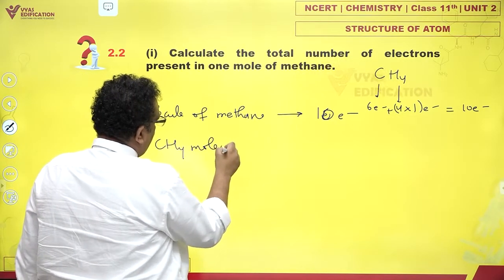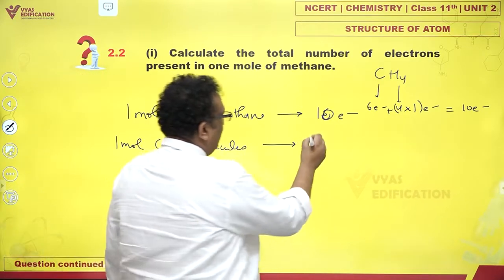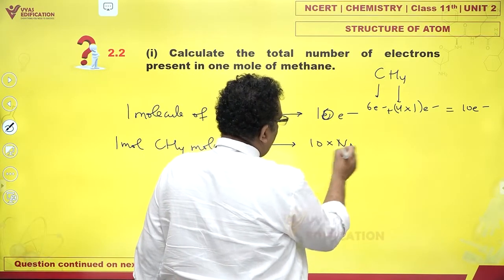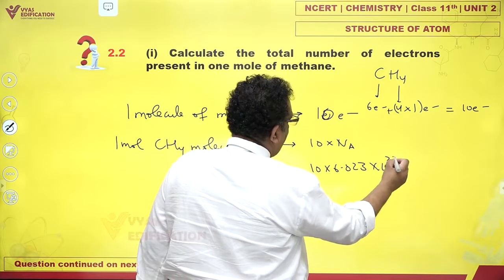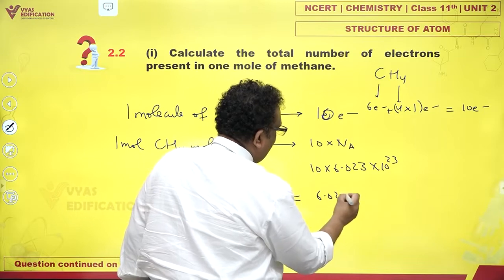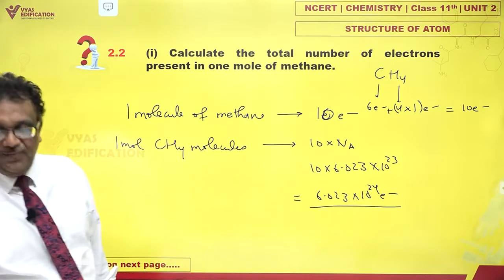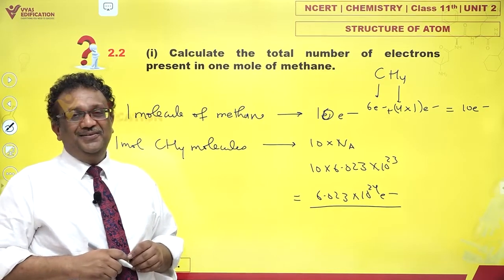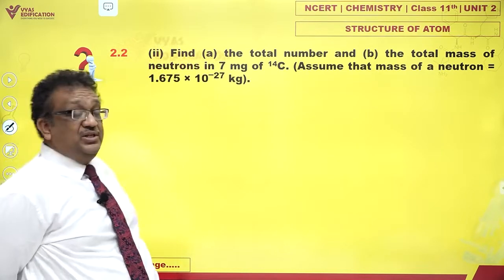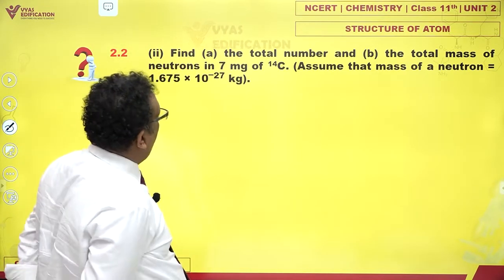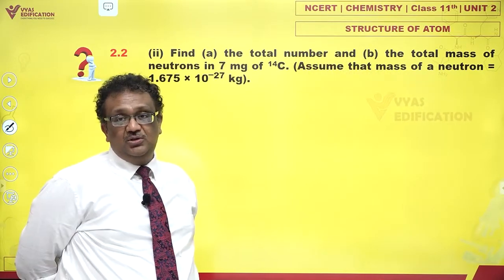So 1 mole of methane molecules will contain how many electrons? Well, that would be 10 into Avogadro's number, which is 10 into 6.023 into 10 raised to 23, which is 6.023 into 10 raised to 24 electrons. Wonderful. Now find A, the total number, and B, the total mass of neutrons in 7 milligrams of C14. Assume that mass of a neutron is given.